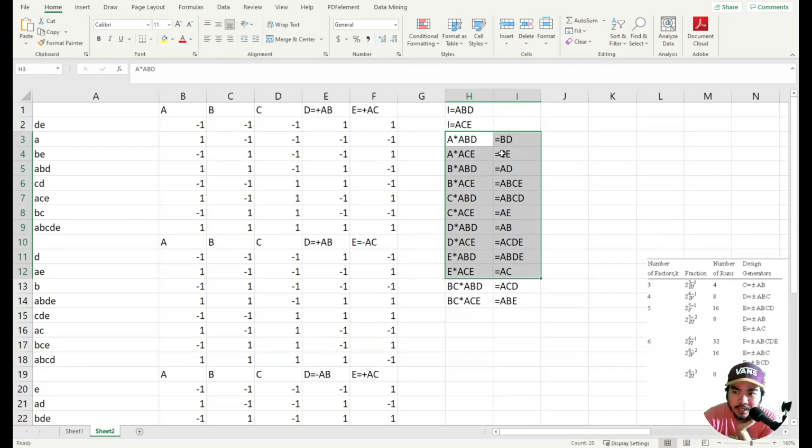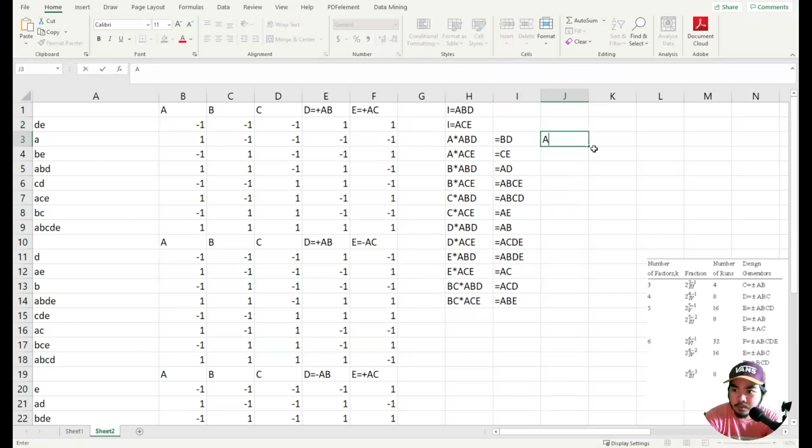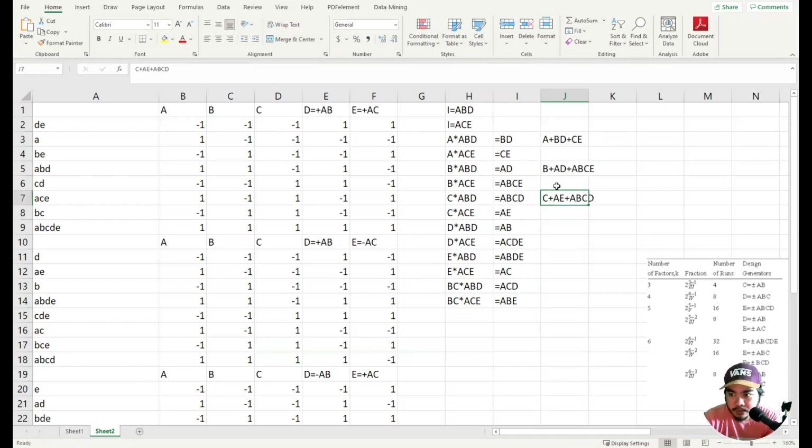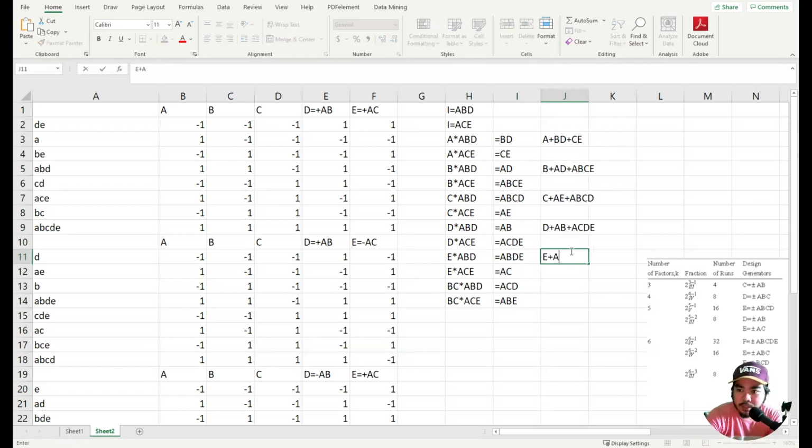So A is BD and also CE. So if I were to write this down, parang magiging ano siya, A plus BD plus CE. Ito yung first. Tapos si B is just equal to B plus AD plus ABCE. Yung C is equal to C plus AE plus ABCD. Okay? So, kumbaga, confounded yung mga effects nila. So, D plus AB plus ACDE. Tapos, last is E plus AC plus ABDE. Ganyan. Tapos, BC plus ACD plus ABE.